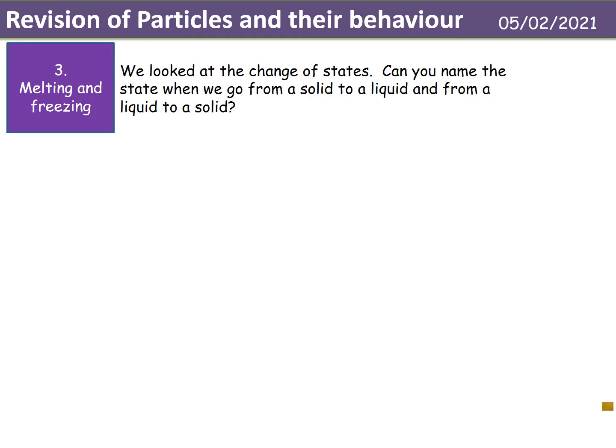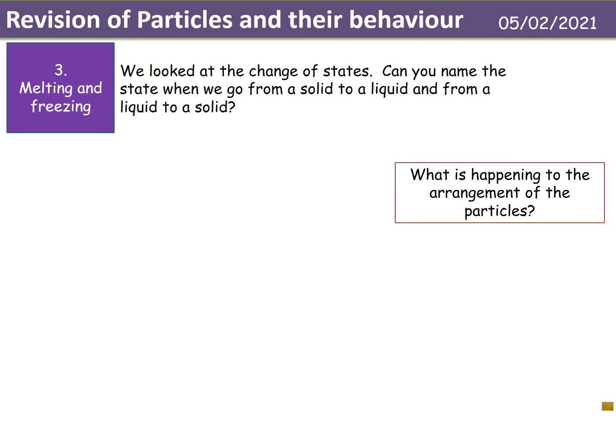The third thing we looked at was melting and freezing. We looked at the change of states. Can you name the states when we go from a solid to a liquid and from a liquid to a solid? You should remember this. What is happening to the arrangement of the particles when you go from a solid to a liquid and vice versa?